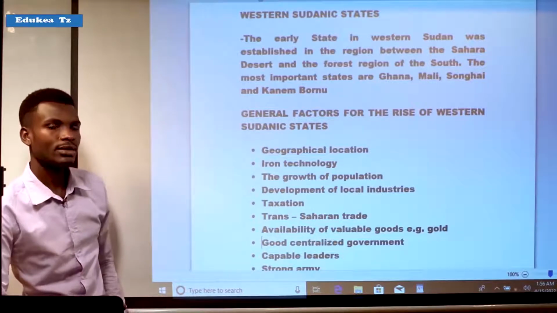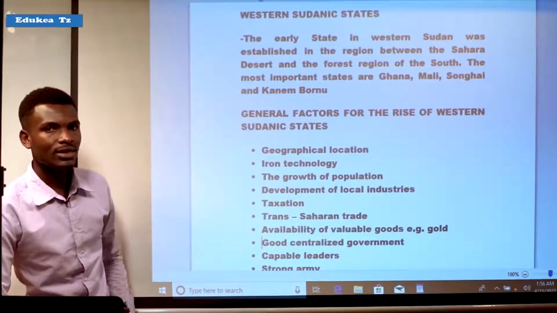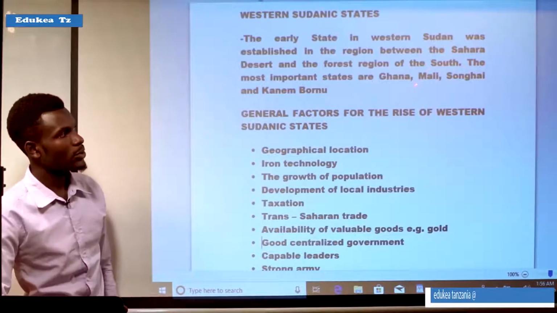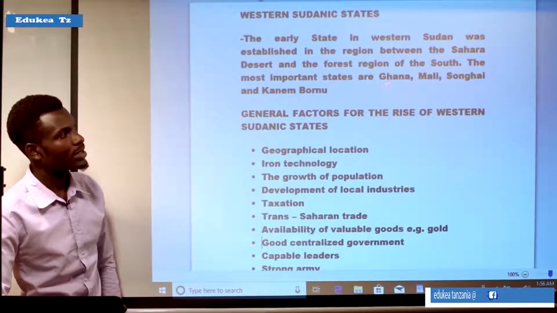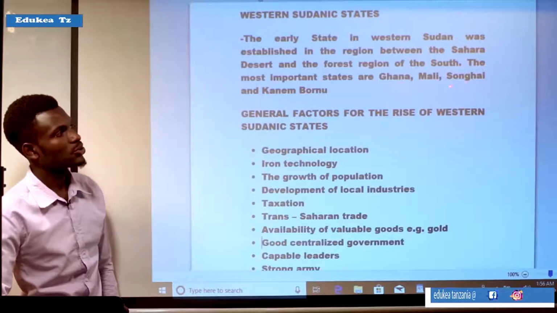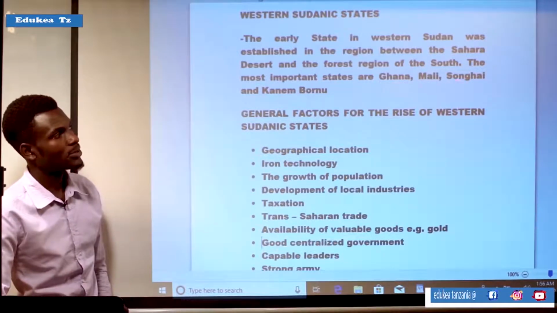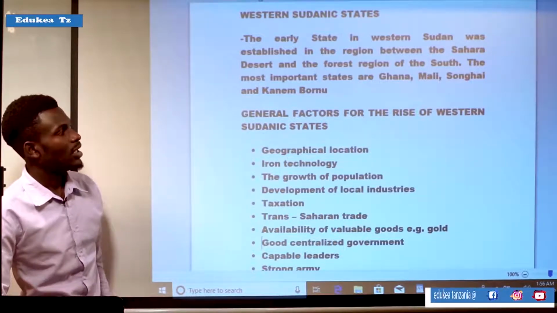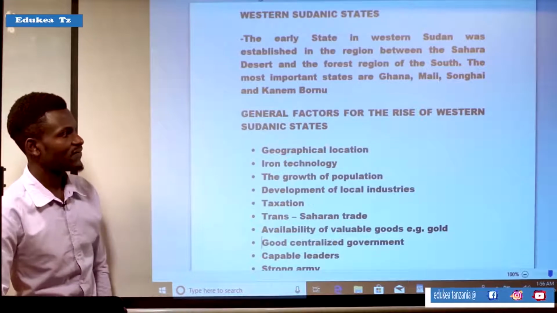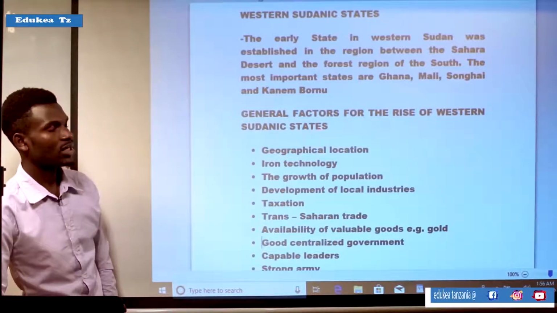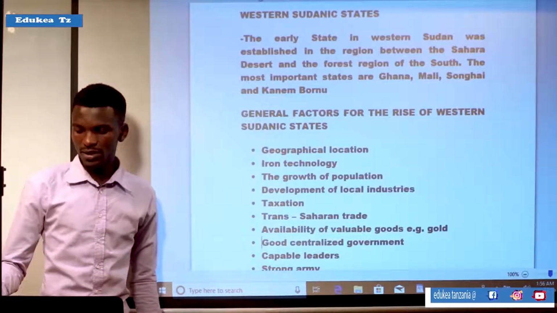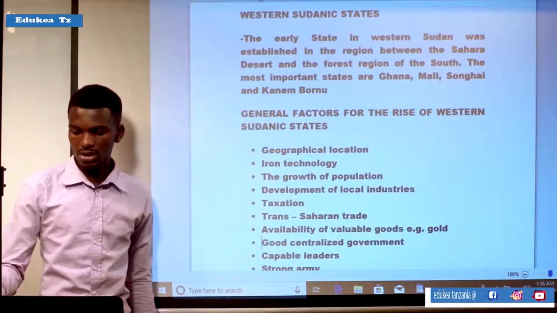If you are asked what the Western Sudanic states are, the most important or most known are Ghana, Mali, and Songhai. These are the most known West Sudanic states. Let us see the general factors for the rise of the Western Sudanic states.